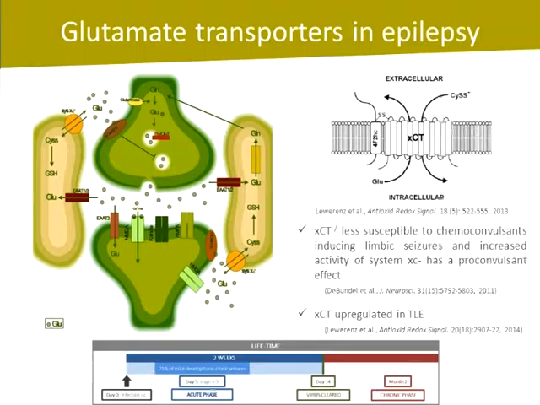This transporter is able to import cystine, which is then reduced to cysteine in the intracellular space and used for the synthesis of glutathione, and it is able to export glutamate. Of course, an increased activity and expression of this transporter could mean an increase in extracellular glutamate, also because it was shown that this transporter is the major source of extracellular glutamate in the hippocampus and striatum in rodents.